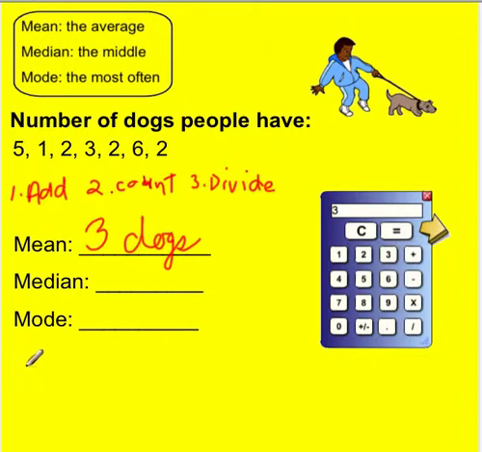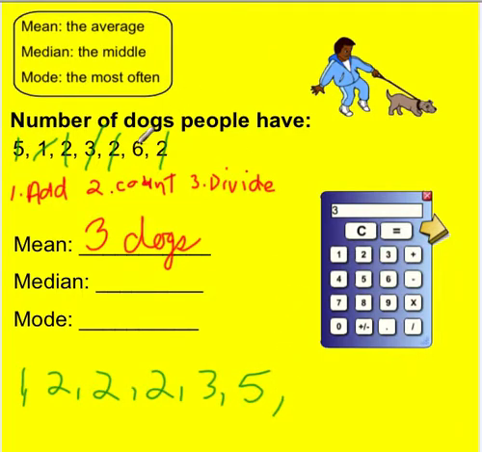Okay, so we have a 1, and then a 2, and then another 2, and another 2. That's a lot of 2s. It is. I think I see what the mode is, but we better keep going. And 3, 5, and 6.